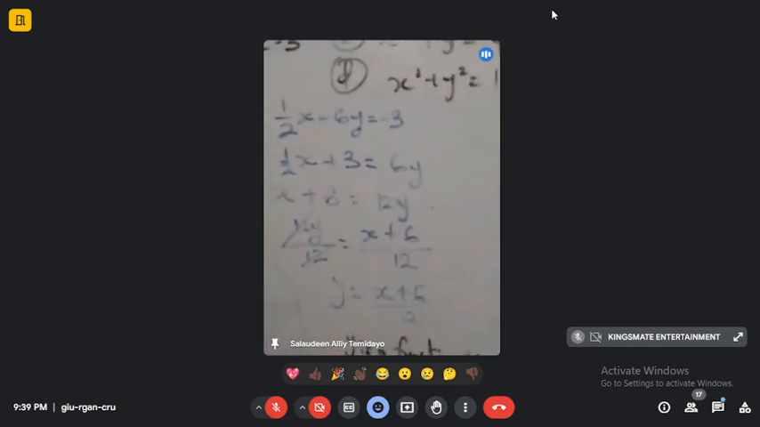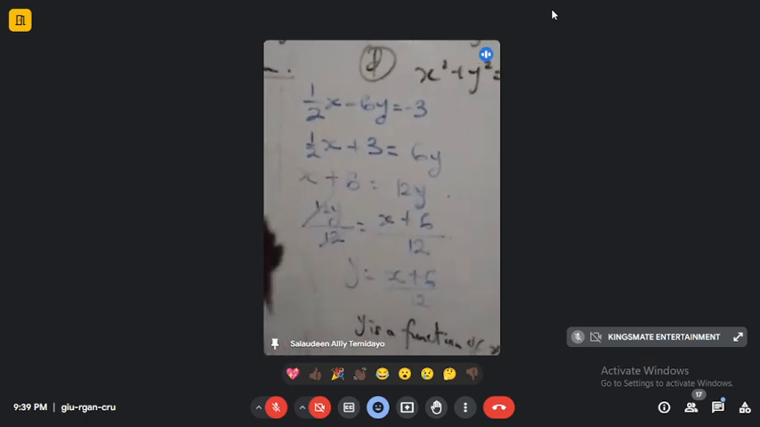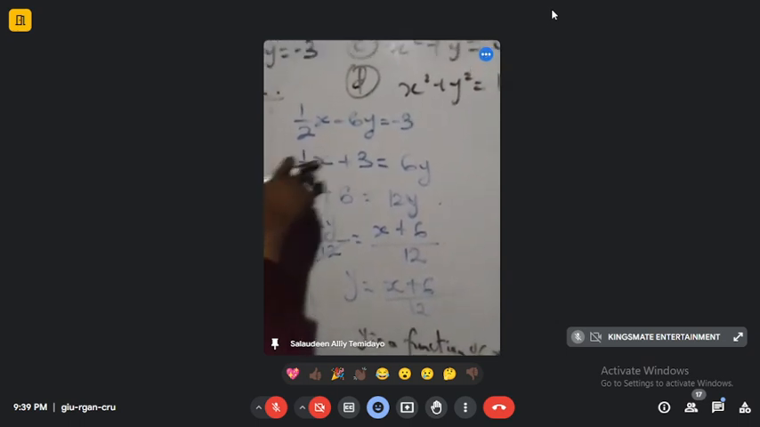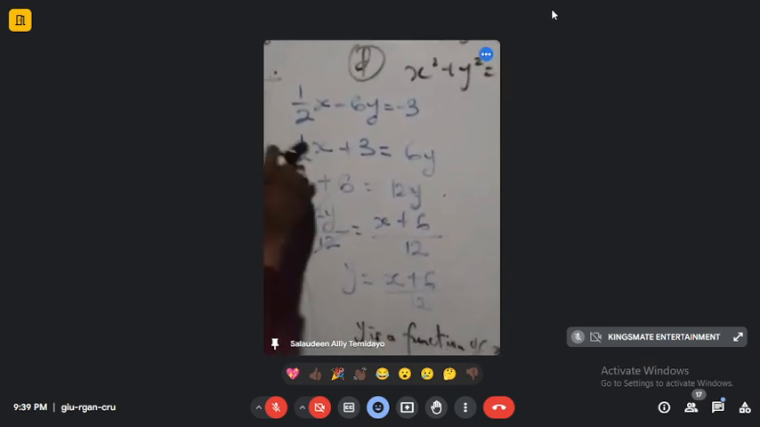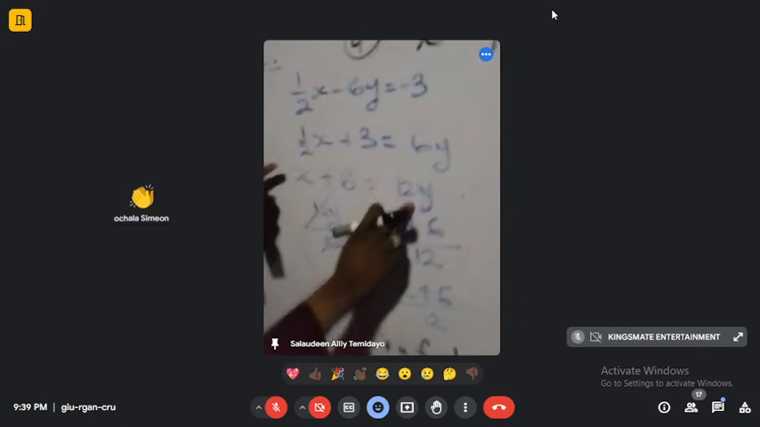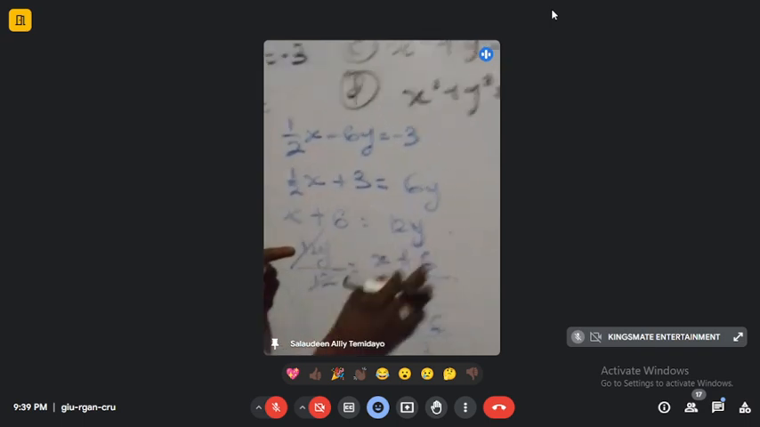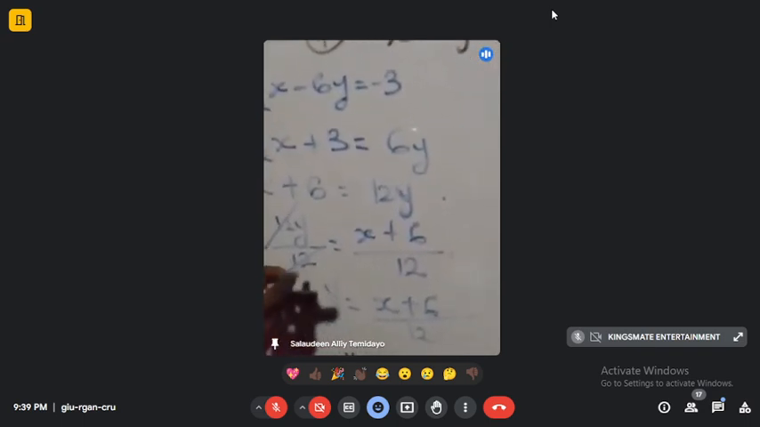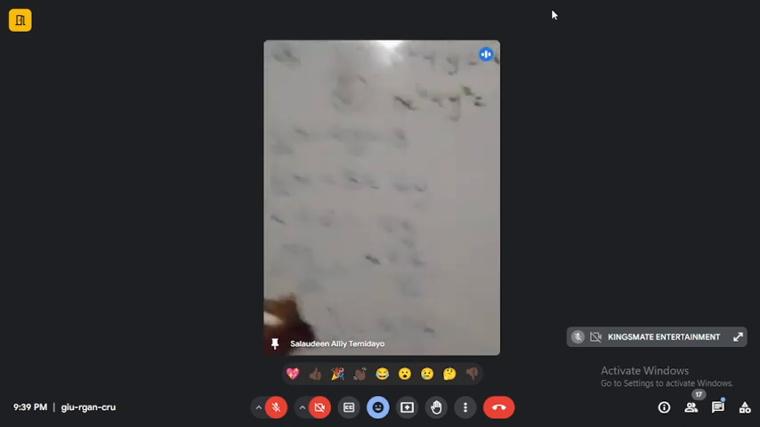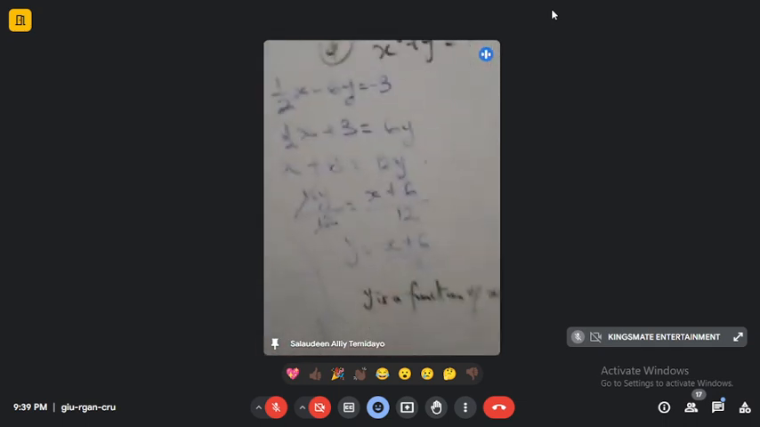So multiply through by the LCM to eliminate the fraction. That's 2 as the LCM, right? 2 times x over 2 remains just x. 2 times 3, that is 6. 2 times 6y, that is 12y. Since we are multiplying through by that 2, which is the LCM. So now, 12y equals x plus 6. Now divide both sides by the coefficient of y, that 12. So 12y divided by 12 equals x plus 6 over 12. So y equals x plus 6 over 12.